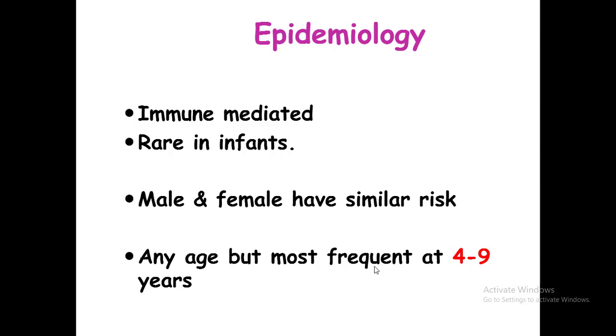from the preceding event. Males and females have similar risk, and the most common age group is 4 to 9 years. It can be seen, but rarely, in children as young as 1 year and in people as old as 95 years. There are types of Guillain-Barré syndrome.